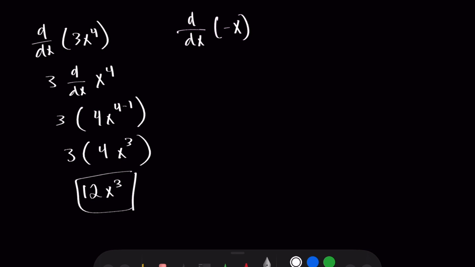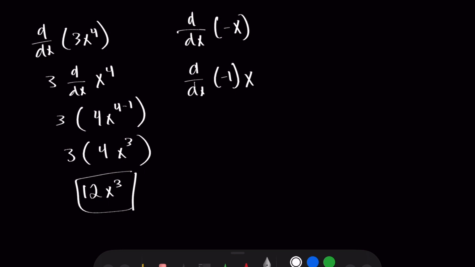All right, so here now I've written on the right of this example another example. We have the derivative of negative x. What is the coefficient here? Well, the coefficient is actually negative 1. So let me rewrite that so we could see it a little better. We have negative 1 times x.